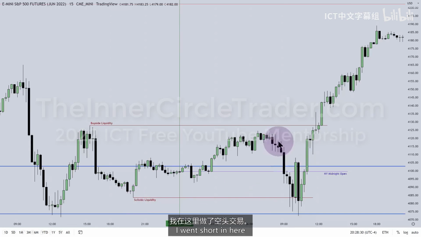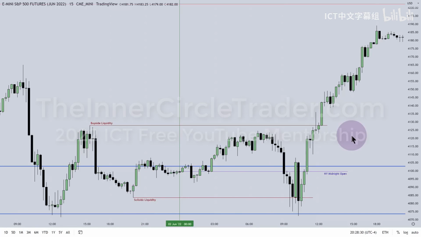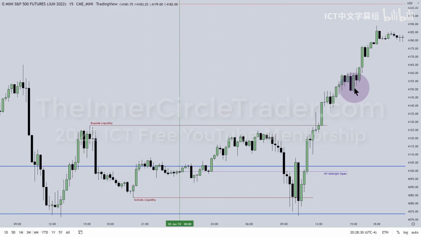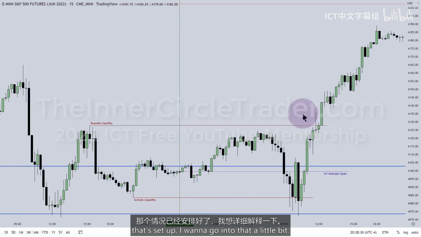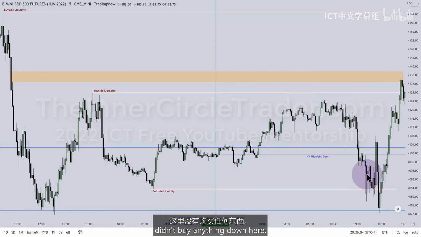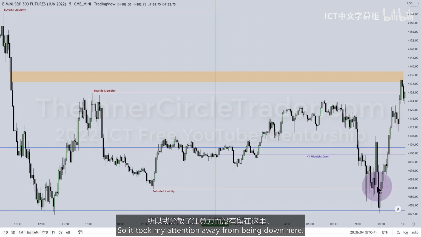So anyway, I went short in here, and I shared that on a vignette, a tiny little video clip where you can see the business and the executions and such. But the afternoon setup, I want to go into that a little bit. And I didn't buy anything down here. I didn't do any of that turn here. I was actually shopping for some things that I need for the summer. So it took my attention away from being down here.